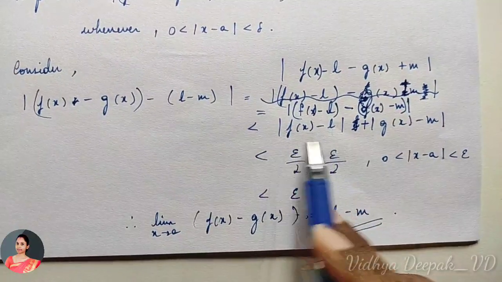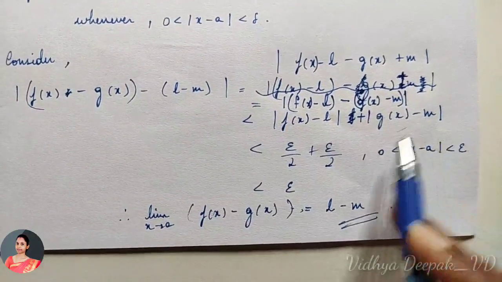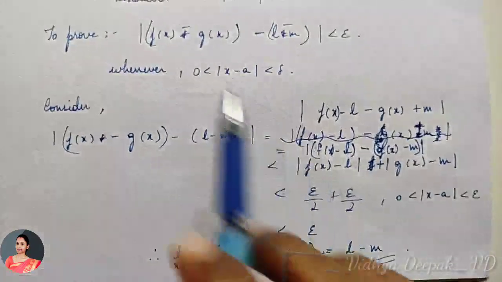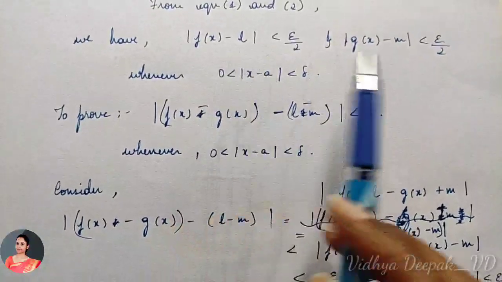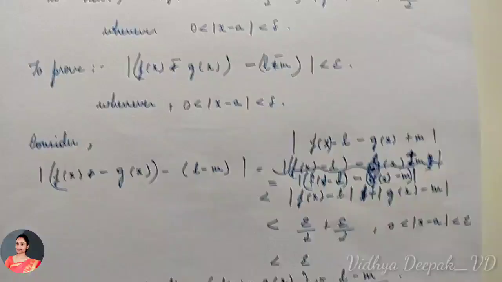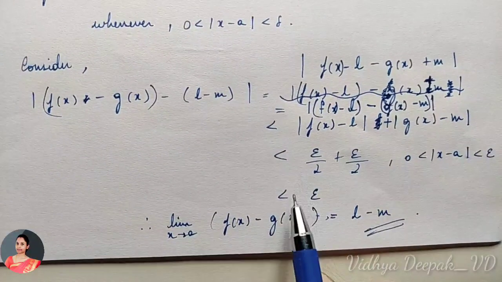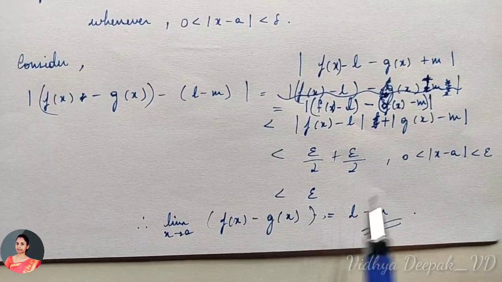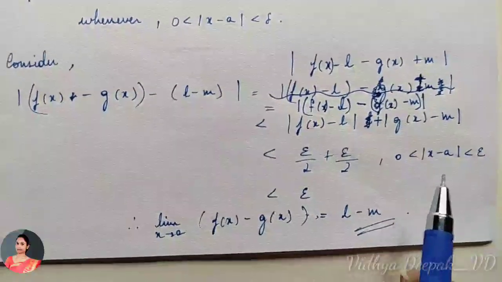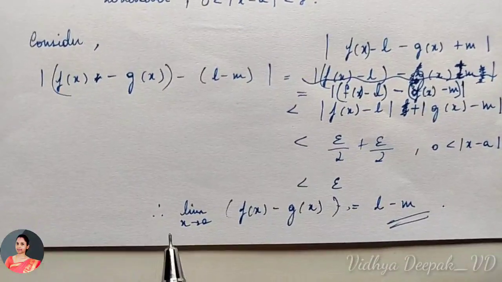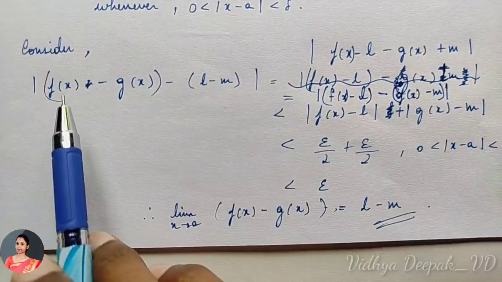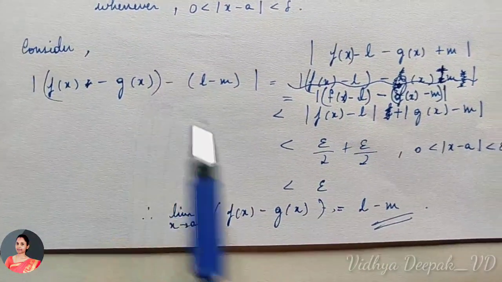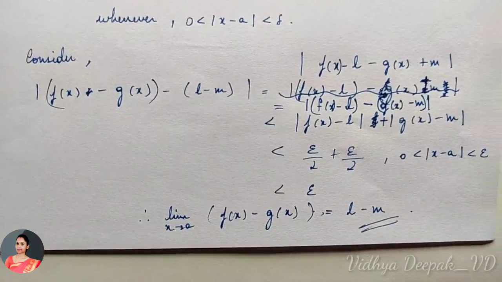Okay, so what happens now? This is less than epsilon by 2. This is also less than epsilon by 2. We know this from the definition, from the data given, right? So we have 2 epsilon by 2. The 2 and 2 get cancelled and it will become epsilon, under the condition 0 less than mod of x minus a less than delta. Therefore, what can you conclude? Limit x tends to a, f of x minus g of x is equal to L minus m.